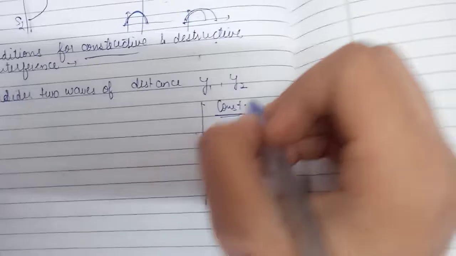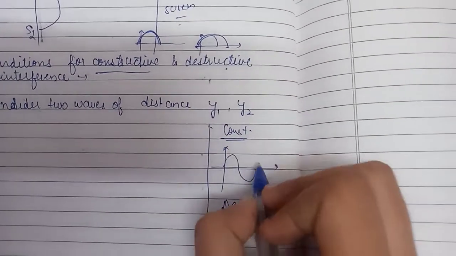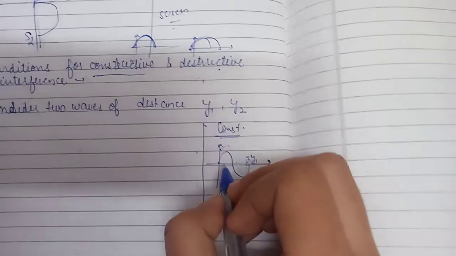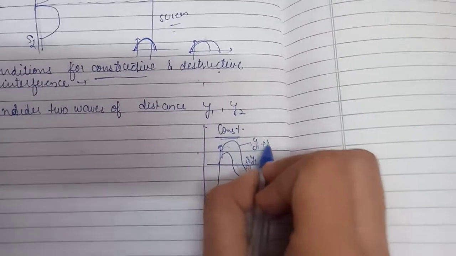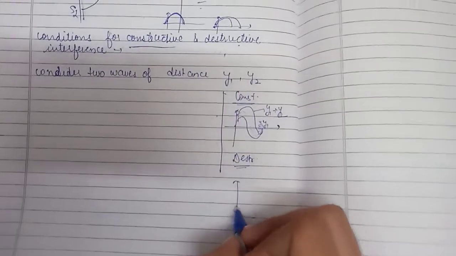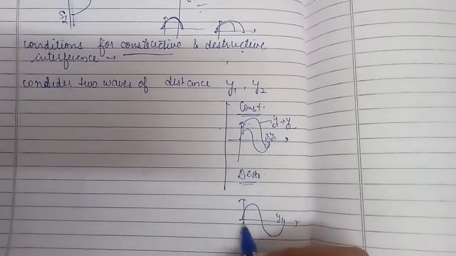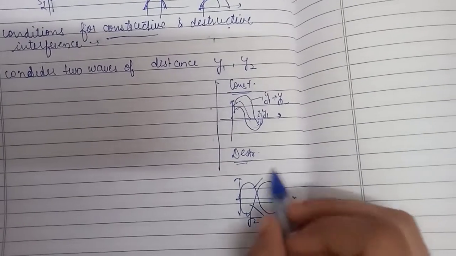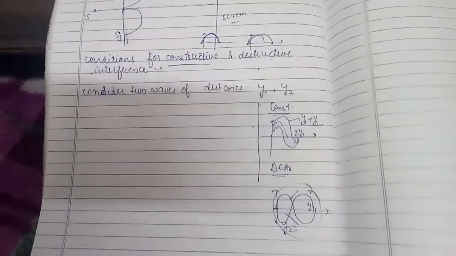For example, for the constructive one, let me draw a graph. Let this be y1, and the dotted one is y2. So the resulting wave will be like this, y1 plus y2. And for destructive, this is wave y1, this is wave y2. The crest is meeting with the trough. So this is destructive. Now let us study the constructive and destructive interference conditions.